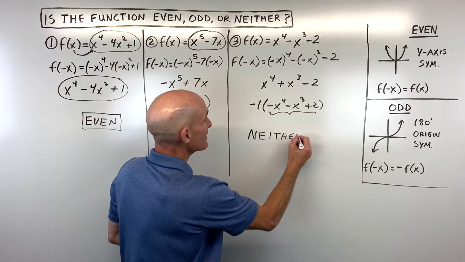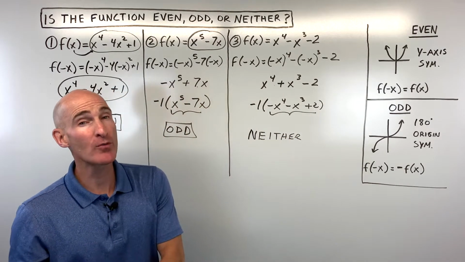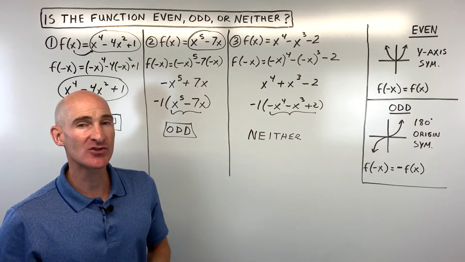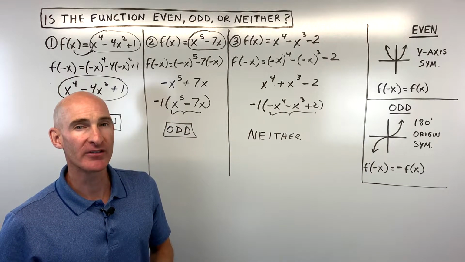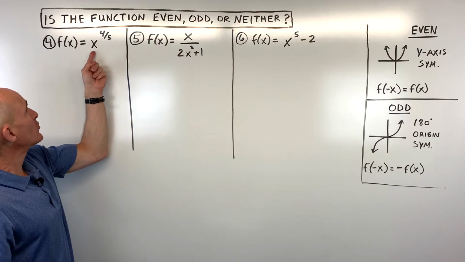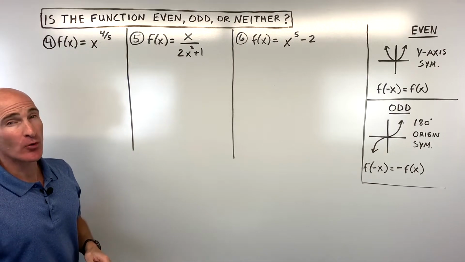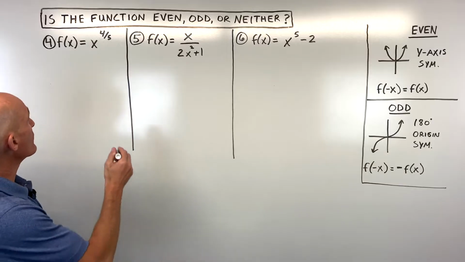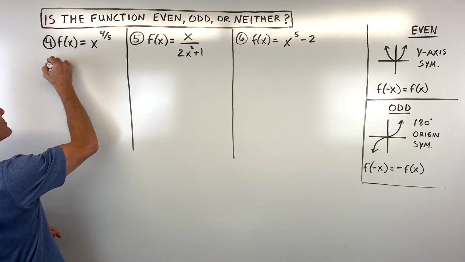And those are the algebraic tests. So let's go through three more examples. See if you can pause the video and test yourself, and we'll do three more together. Okay, f of x equals x to the 4/5 power. So what did you get for that one? Well, remember our test. We're going to replace x with negative x.